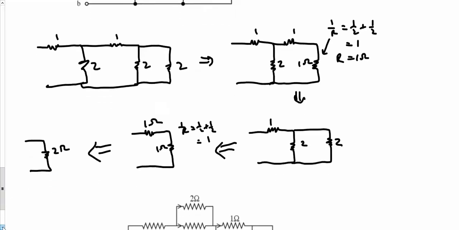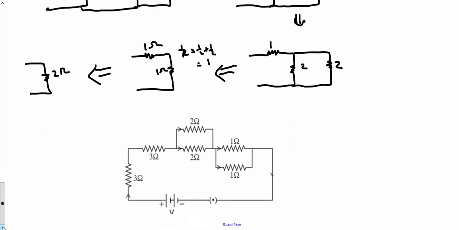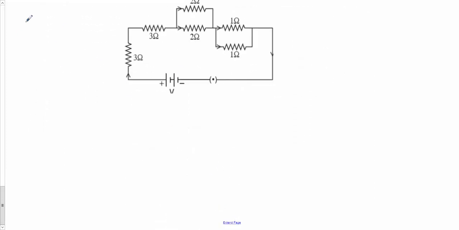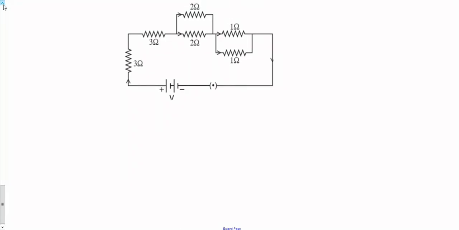I'll do one other. When I look at this, I could add these two. They're in series with each other. There's no splits. So I've got the battery here, 3 ohm, 3 ohm. Looks like I'm going to get one that's 6 ohms. Now I've got 2 here, nothing in between.